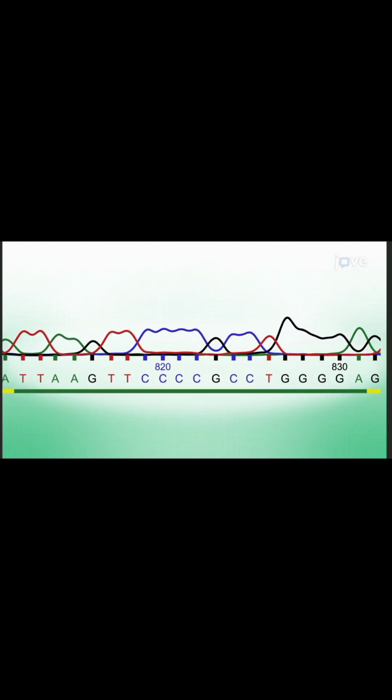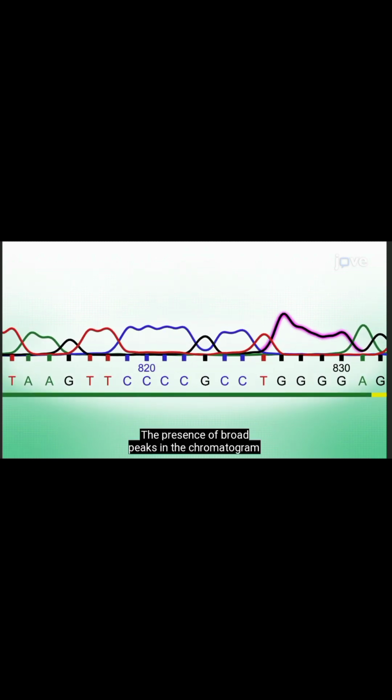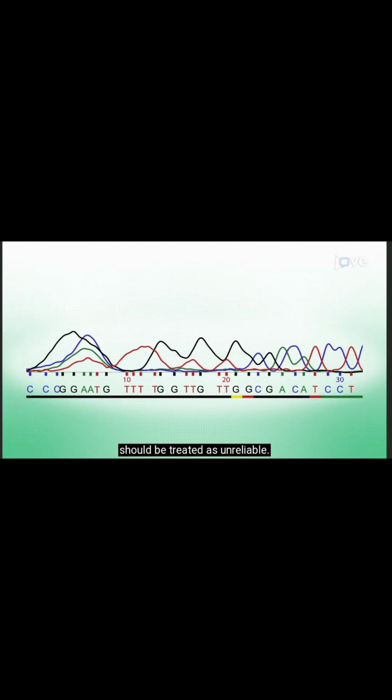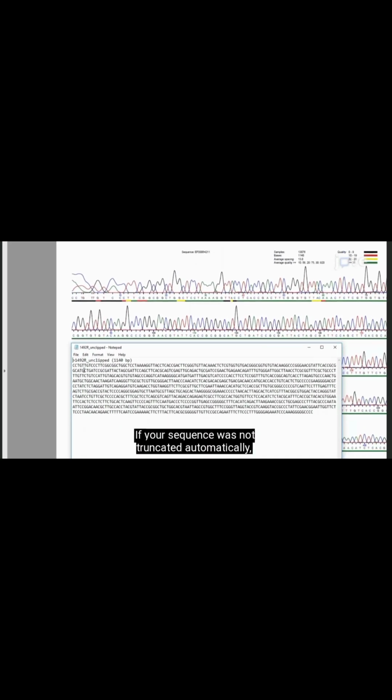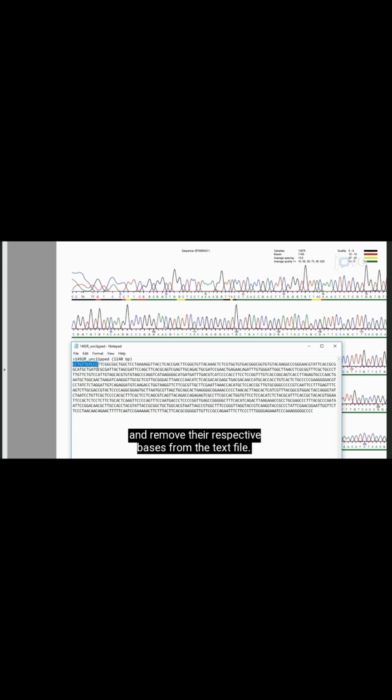The presence of broad peaks in the chromatogram indicates a loss of resolution, which causes miscounting of the nucleotides in the associated regions. This error is difficult to correct, and mismatches in any of the subsequent steps should be treated as unreliable. Poor chromatogram reading quality, indicated by the presence of multiple peaks, usually occurs at the 5' and 3' ends of the sequence. Some sequencing programs remove these low-quality sections automatically. If your sequence was not truncated automatically, identify the low-quality fragments and remove their respective bases from the text file.